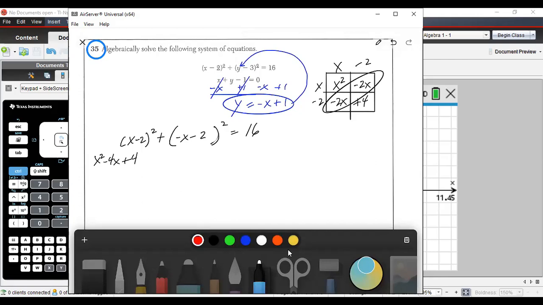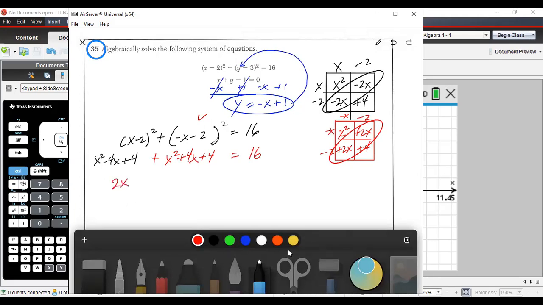I'm going to do the same thing for this one. We're going to do a 2 by 2 box. So there's going to be a negative X, negative X, minus 2, minus 2. This is going to be X squared. This is going to be plus 2X. This is going to be plus 2X. This is going to be a plus 4. So now if I combine all the like terms, this is going to be X squared plus 4X plus 4 equals 16. Now we can combine like terms.